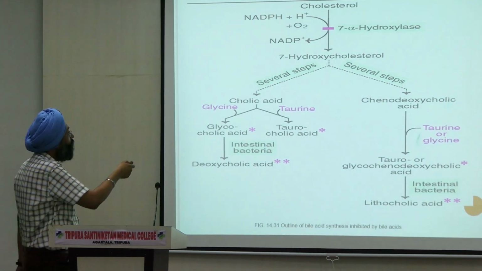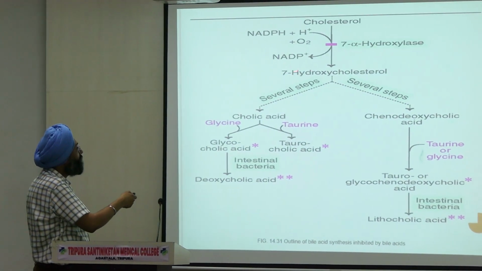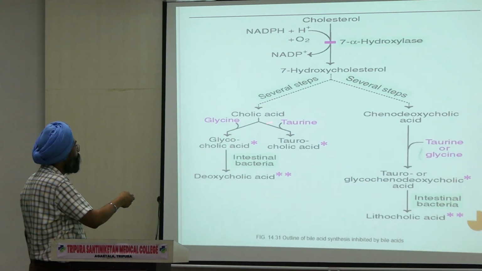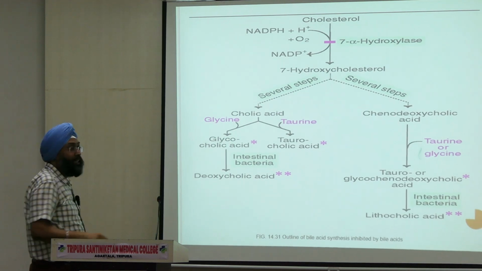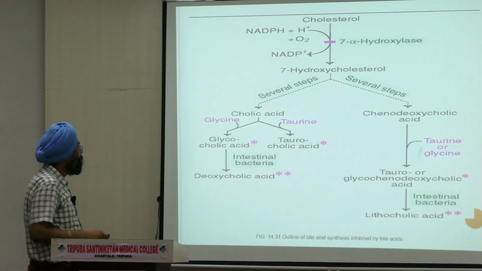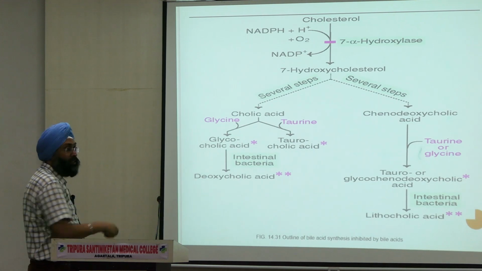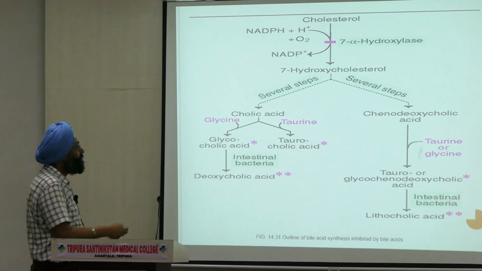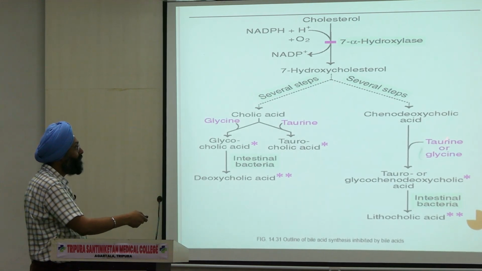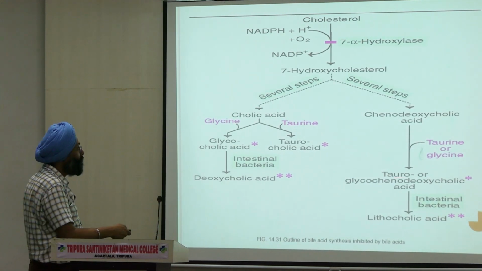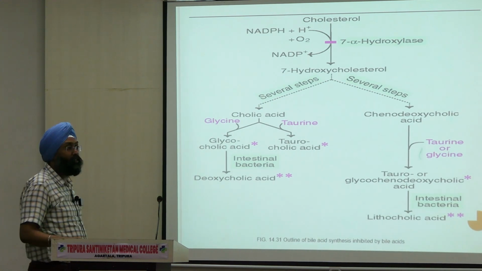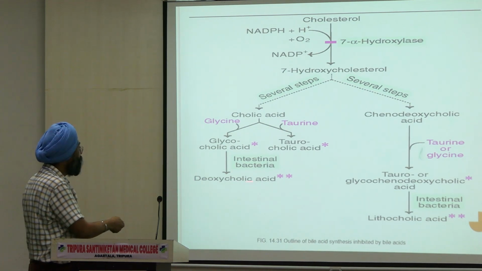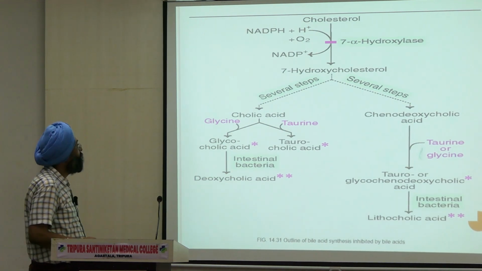Same steps. Cholesterol, 7-alpha hydroxylase will give 7-hydroxy cholesterol, right? Via several steps, it will form first cholic acid and chenodeoxycholic acid, right? Then it will conjugate with glycine or taurine to form glycocholic acid and taurocholic acid. In the same manner, chenodeoxycholic acid with taurine or glycine will form tauro or glycochenodeoxycholic acid. Later, by intestinal bacteria, it will form lithocholic acid and deoxycholic acid.